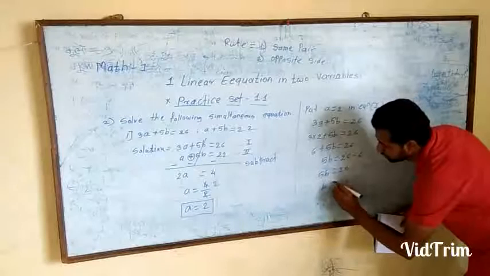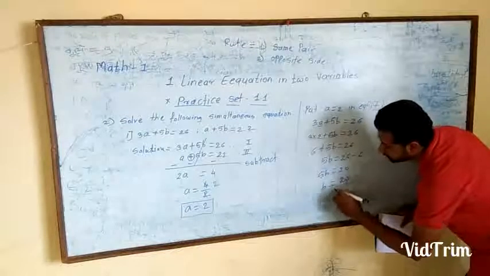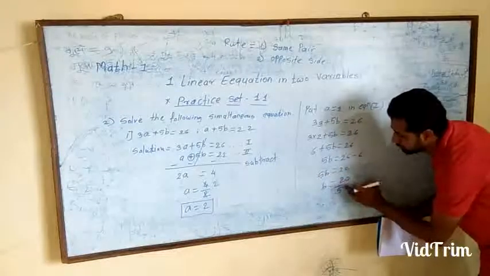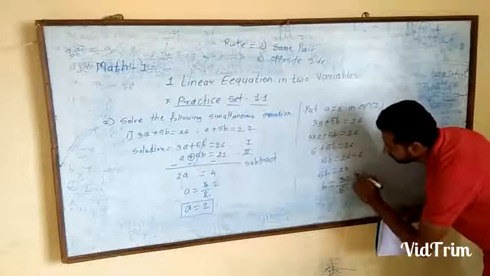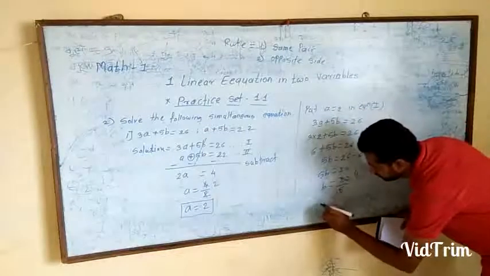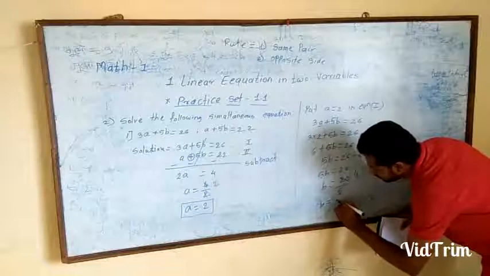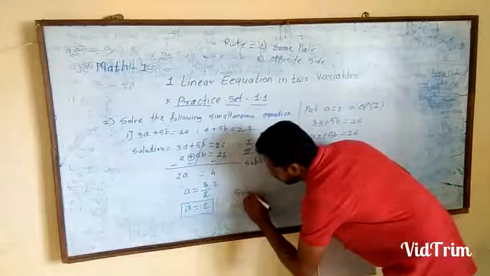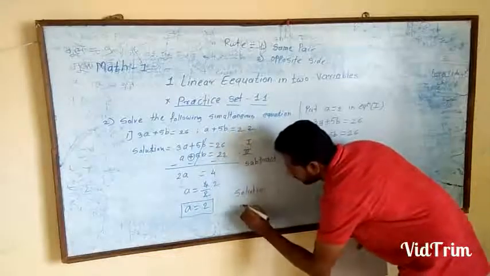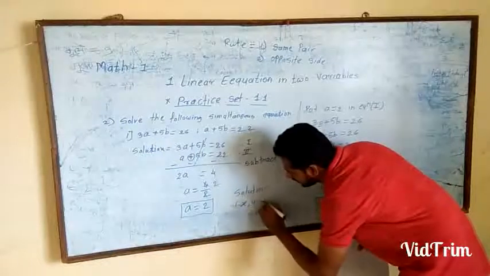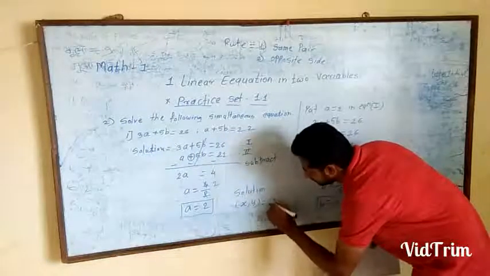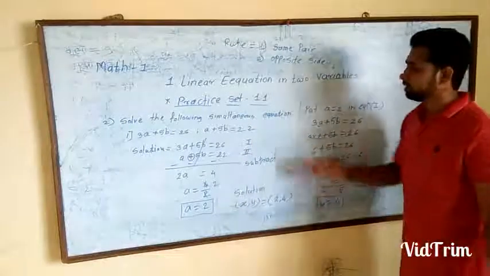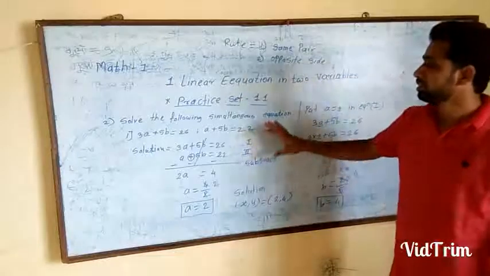So b is equal to 20 upon 5. This 5, whenever it comes to this side, it is divided. 5 ones are 5, 5 fours are 20. So b is equal to 4. This is the value of b. We write the solution: a and b is equal to 2 and 4. So this is your simultaneous equation.